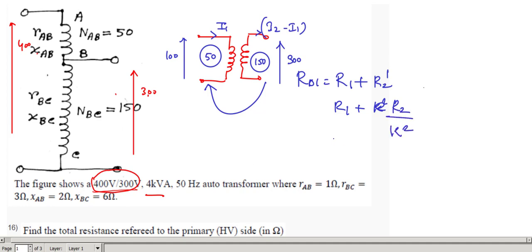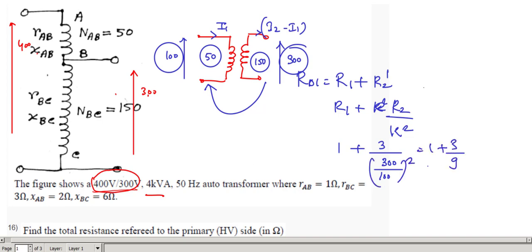So what is R1 here? RAB is 1. R2, how much? RBC is 3 ohms. K square, K is how much? V2 by V1, 300 by 100, squared. That equals 1 plus 3 by 9. So 9 ones are 9, plus 3 is 12 by 9. You get 1.333 something. Similarly you find the reactance. So very simple.